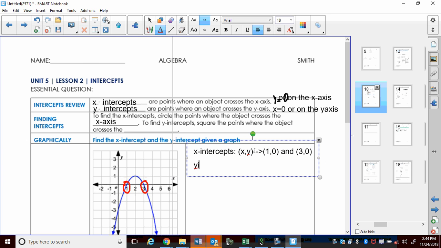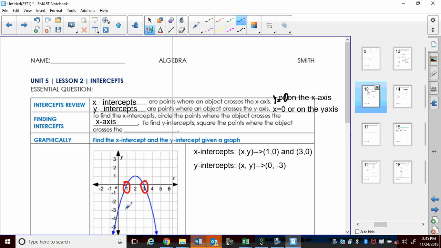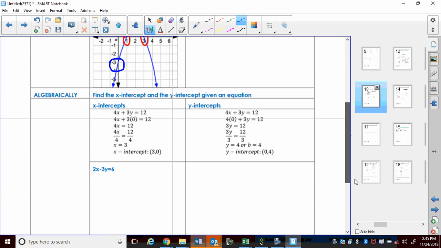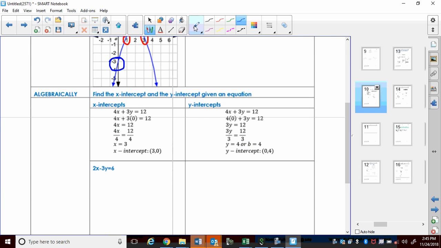Now my y-intercept, there's only one on this curve. There's only one point on this curve where it crosses the y-axis, and it's at 0, -3. And I'm going to just circle that with a blue marker. It's right down here. 0, -3. Easy stuff graphically. But algebraically, we're doing something a little bit different.